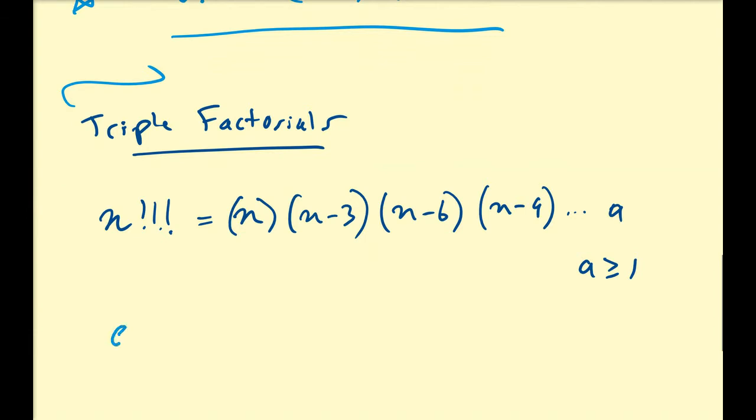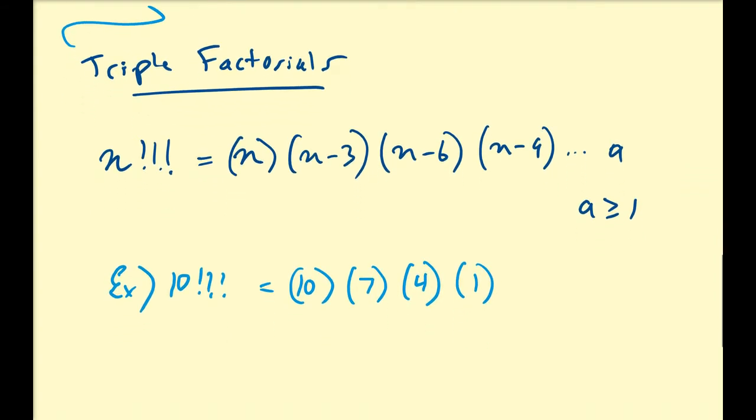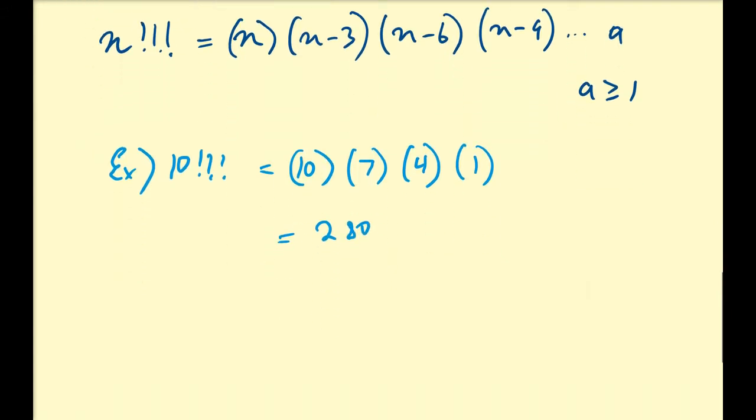So as a guide and example, suppose we have 10 triple factorial. So 10 triple factorial is going to be equal to 10 times, 3 steps down from 10 is going to be 7, 3 steps down from 7 is going to be 4, and 3 steps down from 4 is going to be 1. So 10 times 7 is going to be 70. 70 times 4 is going to be 280. So 10 triple factorial is going to be equal to 280.